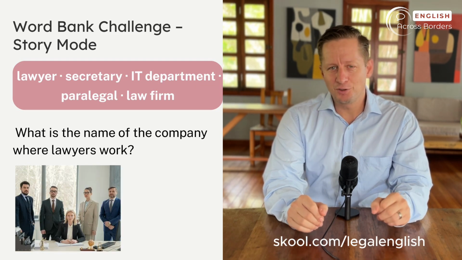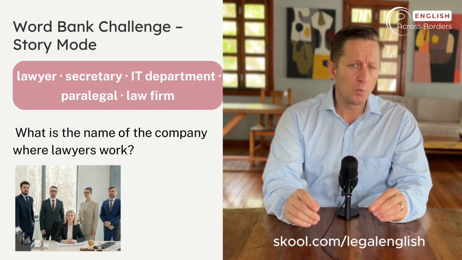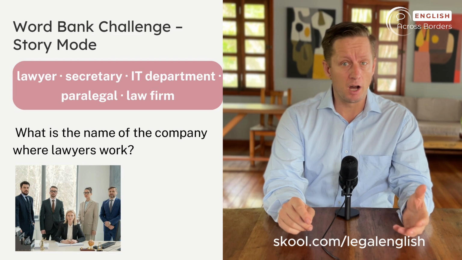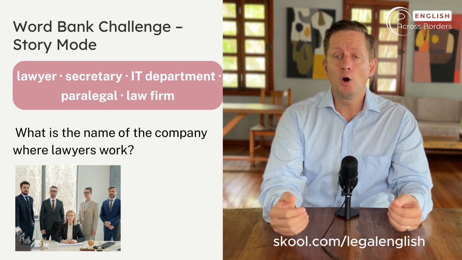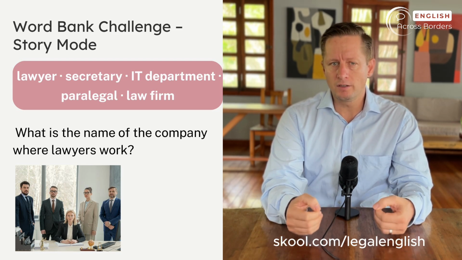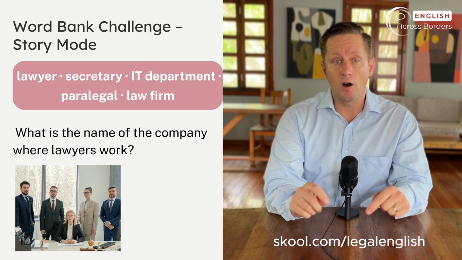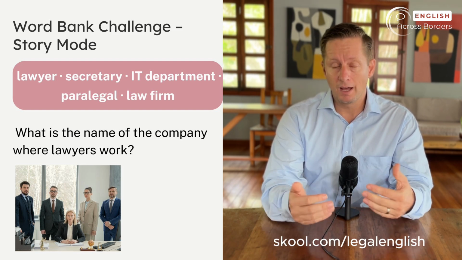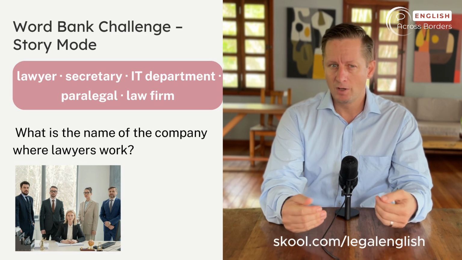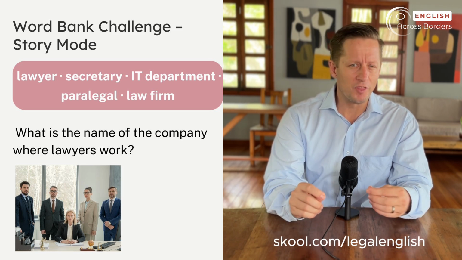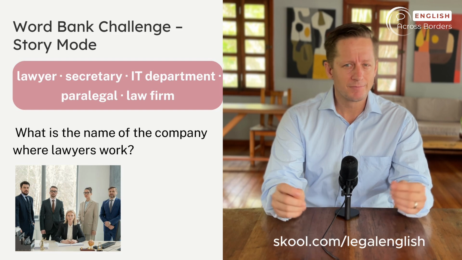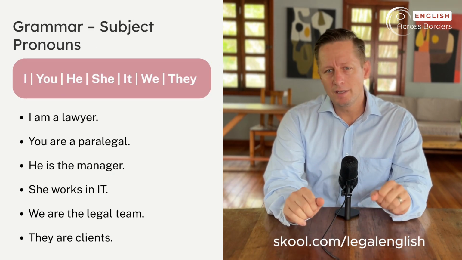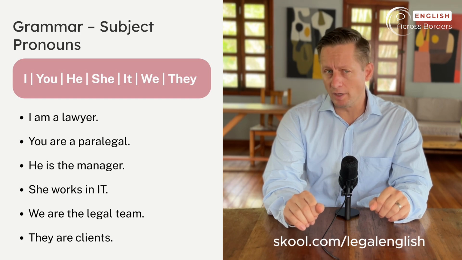Let's go back to Maria and John. They both work in the same office. Maria is a lawyer and John is a paralegal. They help clients and work on legal cases together. Their office is a company where lawyers and legal workers help clients with the law. What is the name for this type of office? Law firm. Great job. Now, let's learn about subject pronouns.